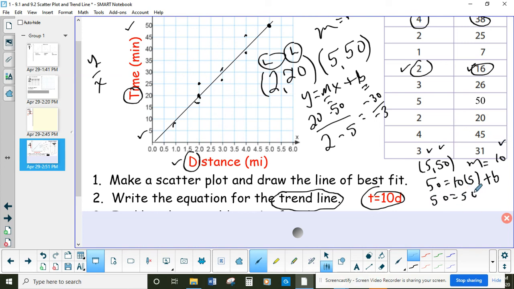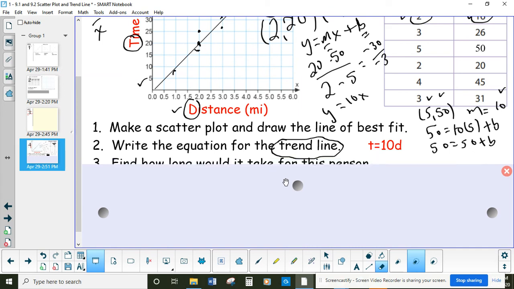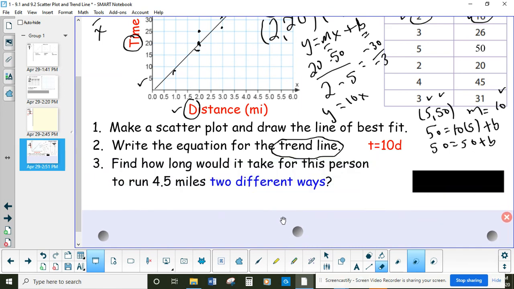And you can see as we solve this, as I subtract 50 from both sides, I get my b equals 0. So my equation would be y equals 10x plus nothing. Or in other words, we don't need to write this part. But on my y-axis, I have t for time. That's where the t comes from. And on my x-axis, I have d for distance. That's where the d comes from. So that's why this is the answer right here. You guys send me an email if that doesn't make sense. I can try to explain it to you another way.